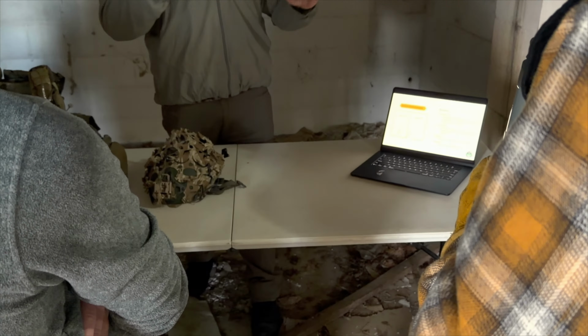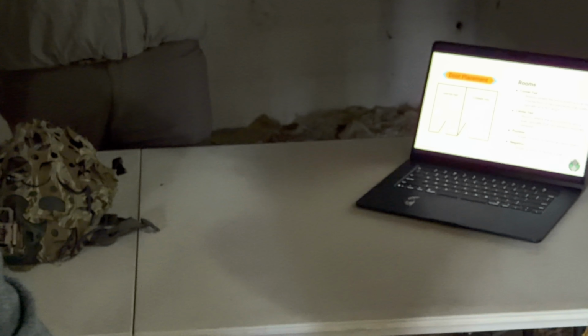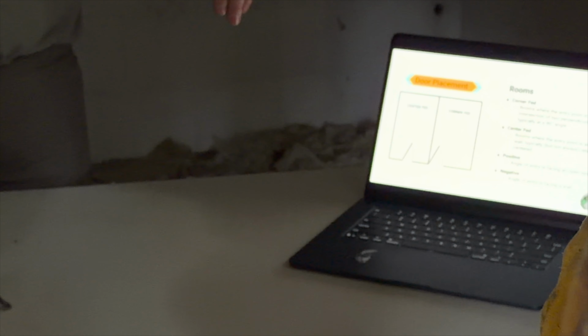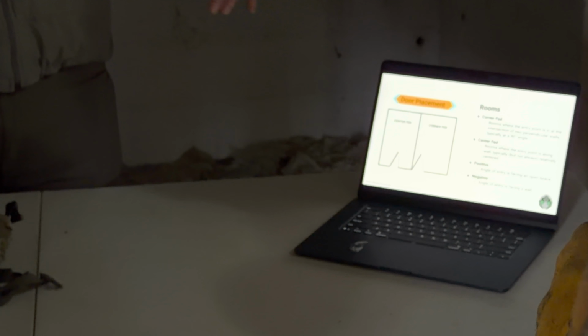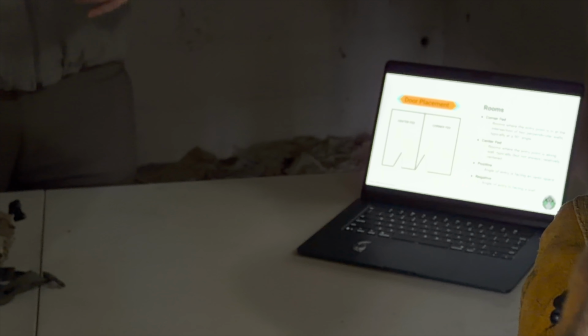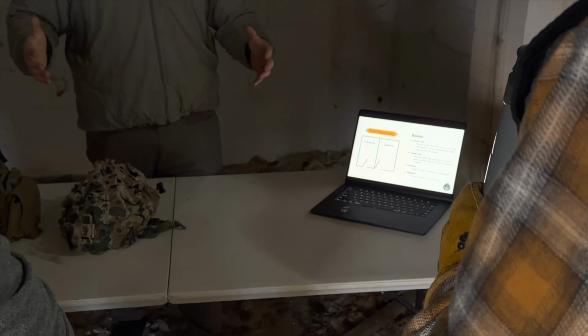We'll talk later on about some key indicators so that you can know ahead of time which type of room it is, whether it's positive or negative, corner or center fed. Again, don't get too wrapped up in these terms, because your group and your unit can use whatever terms you want as long as everyone's on the same page.